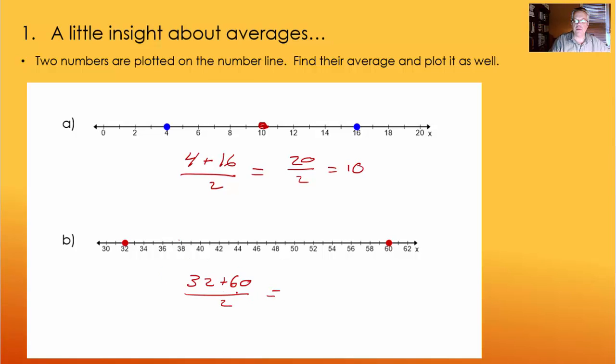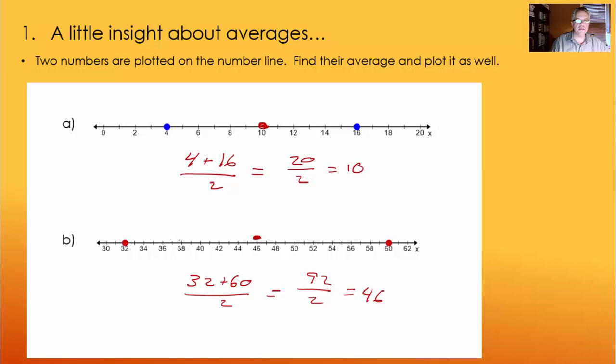So remember, we've got to simplify the numerator first. If you're doing this on a calculator, you do 32 plus 60 and hit equals, and then divide by 2. All right, so 32 plus 60 is 92, and if we divide that by 2, we get 46. So we're going to plot 46, and sure enough, that's halfway in between these two points.